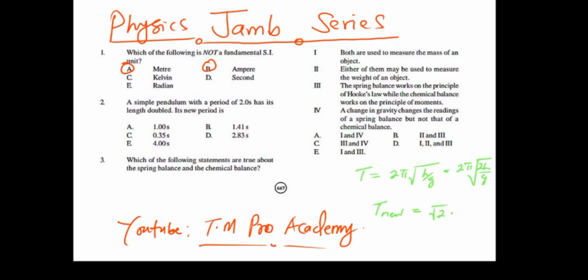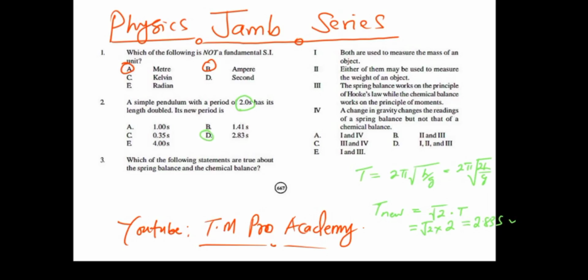I don't want to go over the derivation so that it will not take too much time, but this is it. So the new period will be square root of 2 times T, and in that case you have square root of 2 times how many seconds? Well, they gave us 2 seconds, so square root of 2 times 2 is going to give you 2.83 seconds, right? Yeah, that's what you are going to have. So our answer is what? D. All right, let's look at number 3.